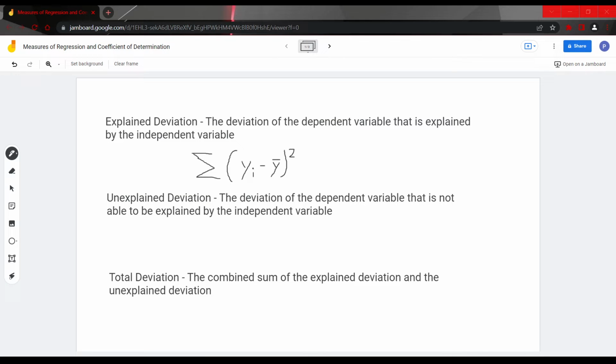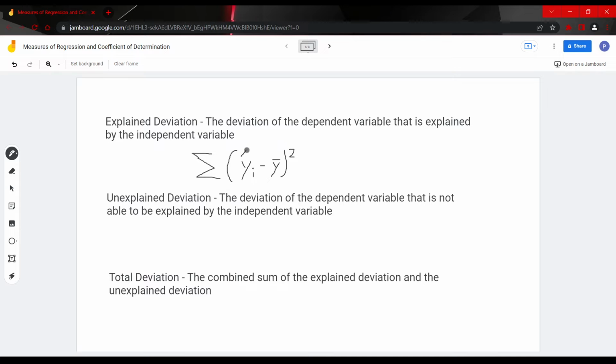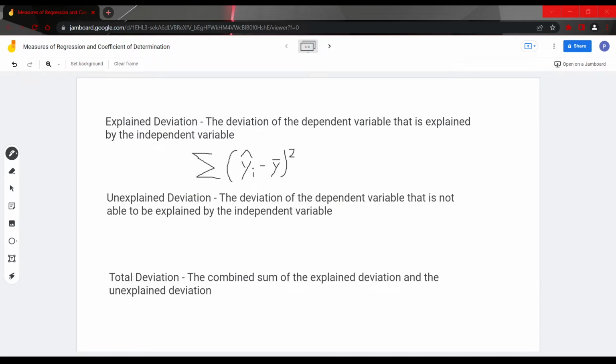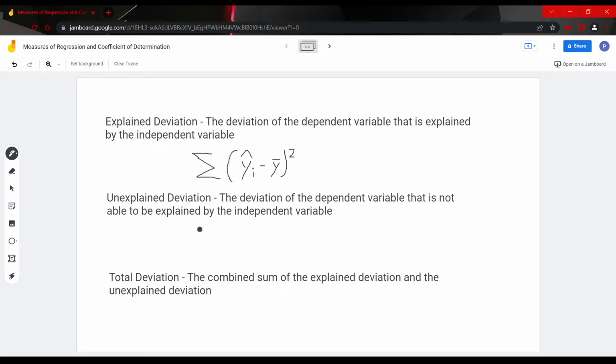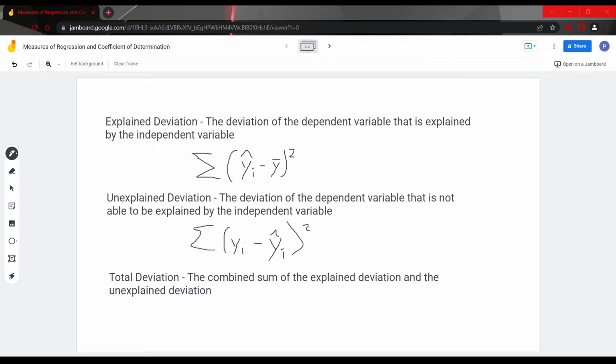The unexplained deviation, oh sorry, this is y hat minus y bar. The unexplained deviation is the difference between the individual y's and the predicted values. So this is what I had previously: the sum of (y i minus y hat i) squared.